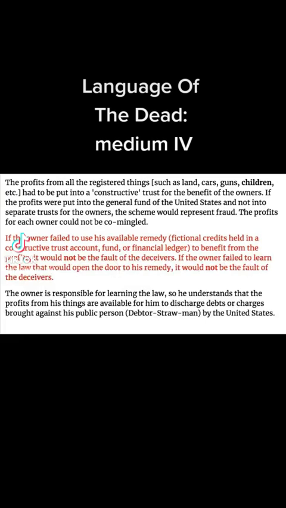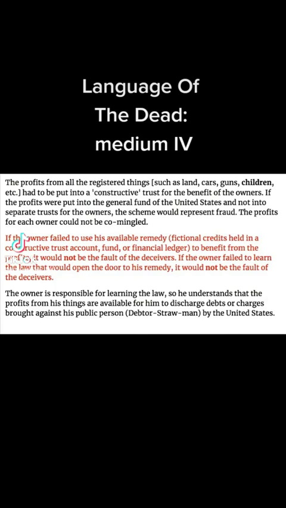The profits from all the registered things, such as land, cars, guns, children, etc., had to be put into a constructive trust for the benefit of the owners. If the profits were put into the general fund of the United States and not into separate trusts for the owners, the scheme would represent fraud. The profits for each owner could not be commingled.